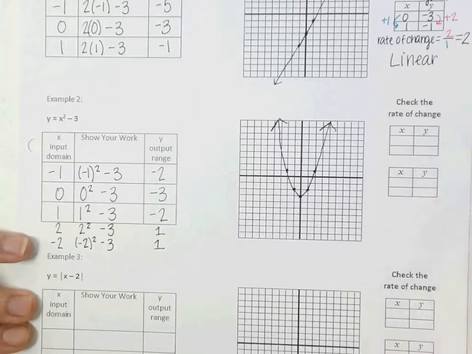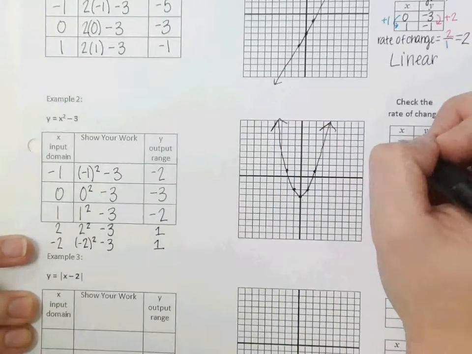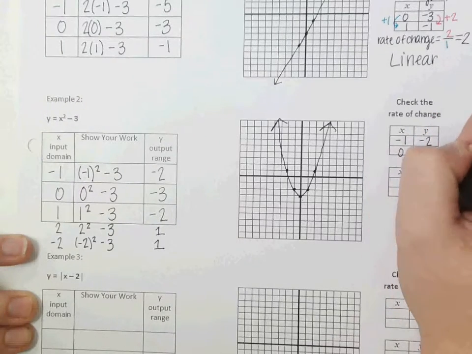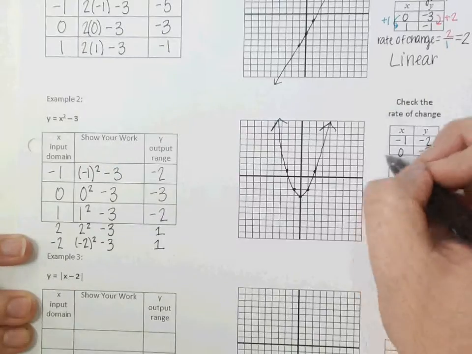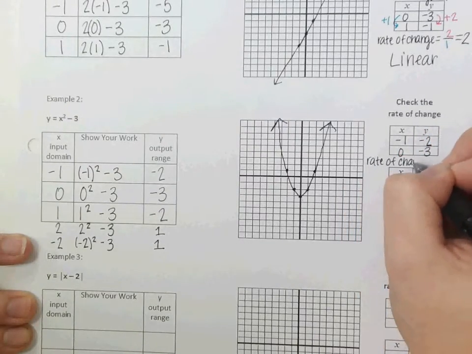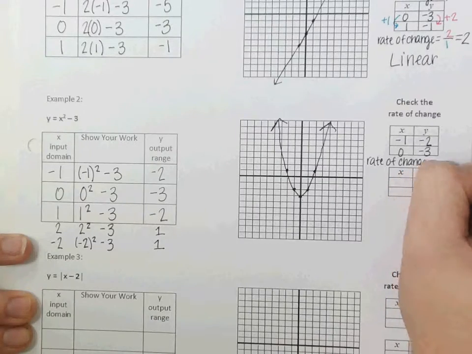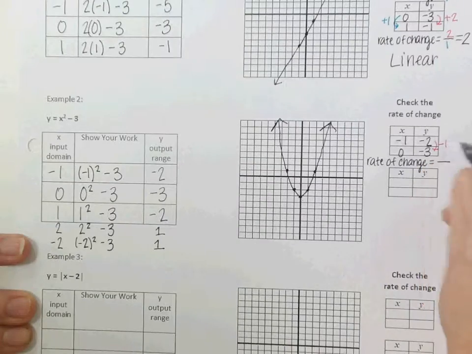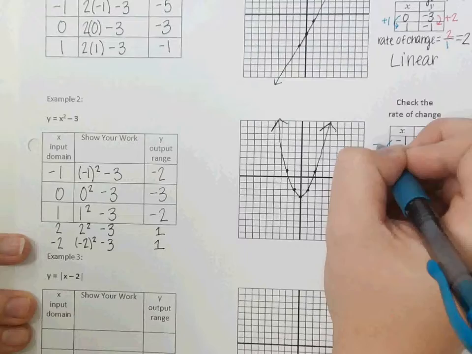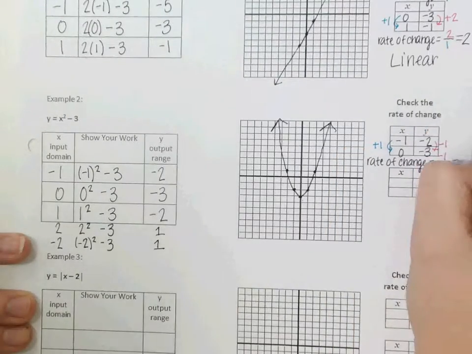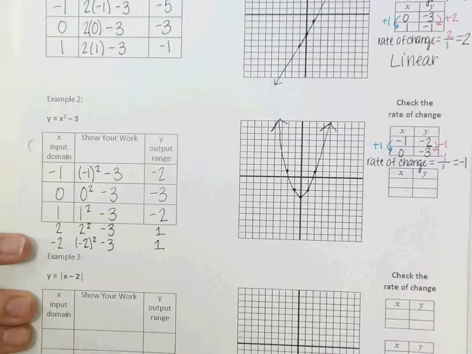And then we can check it using the rate of change. So let's start with our first point. We have negative 1, negative 2, and we have 0, negative 3 as our second point. So remember, in order to find the rate of change, we first need to find our change in our y values. So we see that it is decreasing by 1, and our x values are increasing by 1. So we have negative 1 over 1, which gives us a rate of change of negative 1.